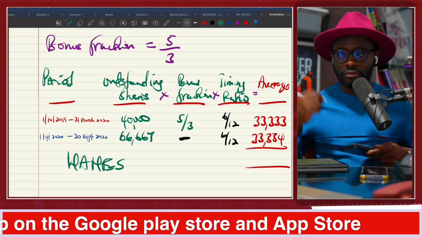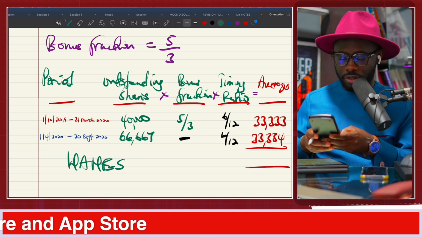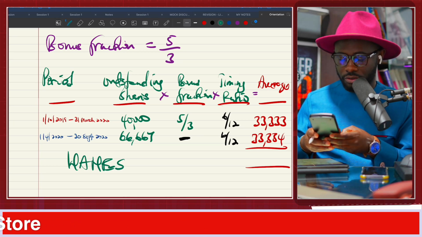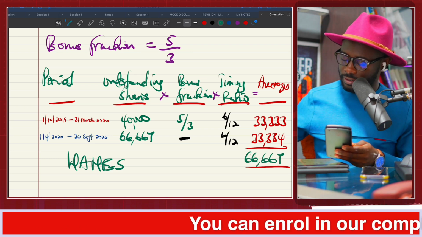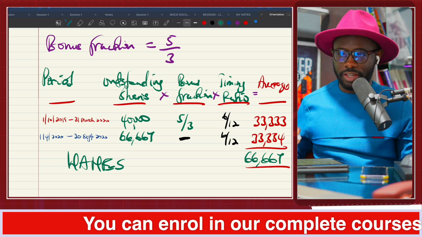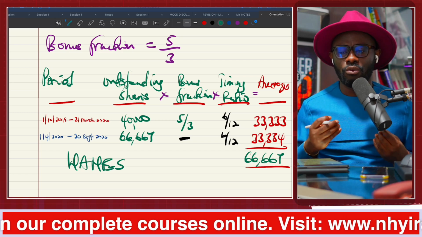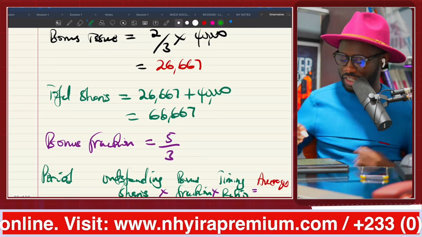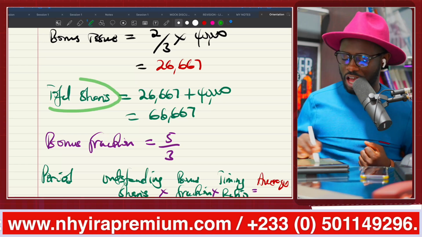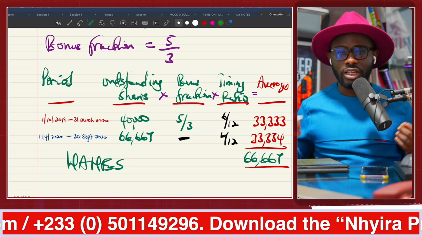Weighted average number of equity shares. So 33,333 plus 33,334, and that is 66,667. Now, like I tell you always, don't get any ideas and say, oh, if that is the case, it means that the total share after the issue will always be the weighted average number of equity shares. No.